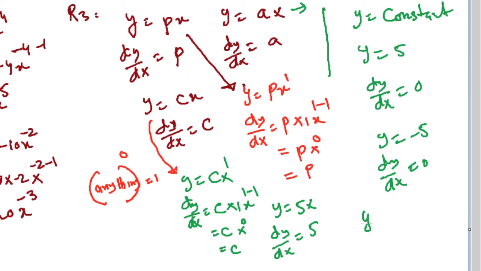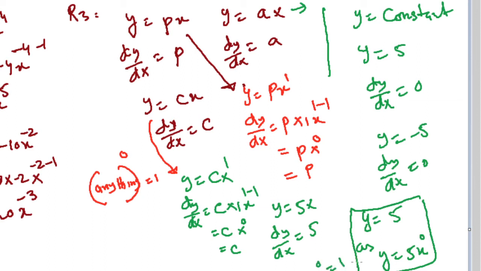Can we write y is equal to 5 as y is equal to 5x power 0? Can we do this? I'm writing y is equal to 5 as y is equal to 5 into x power 0. What is x power 0? It's 1. When x power 0 is 1, then of course 5 into x power 0 is again 5. So there's no difference. So this 5 into 1 is again 5.